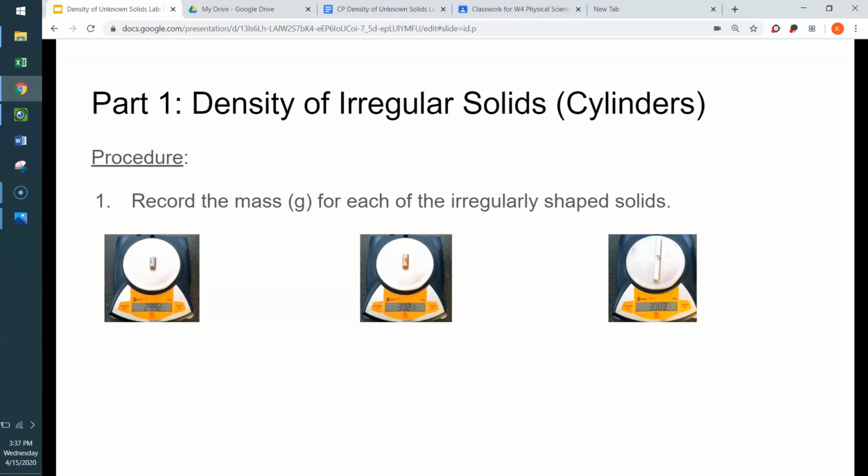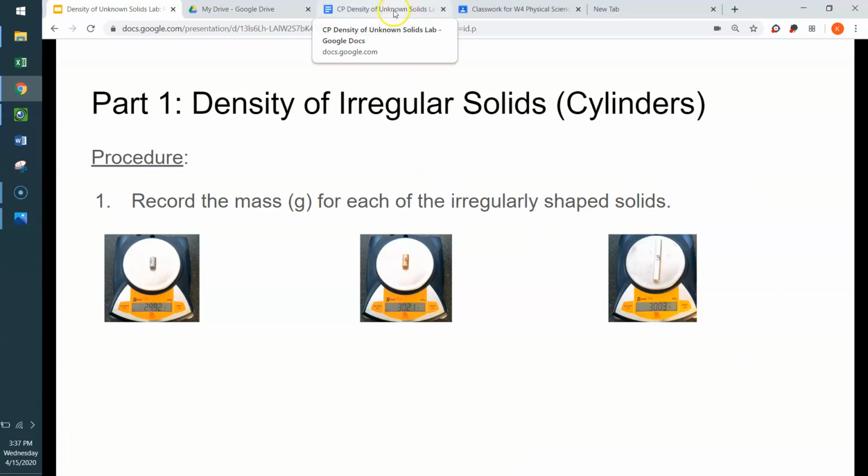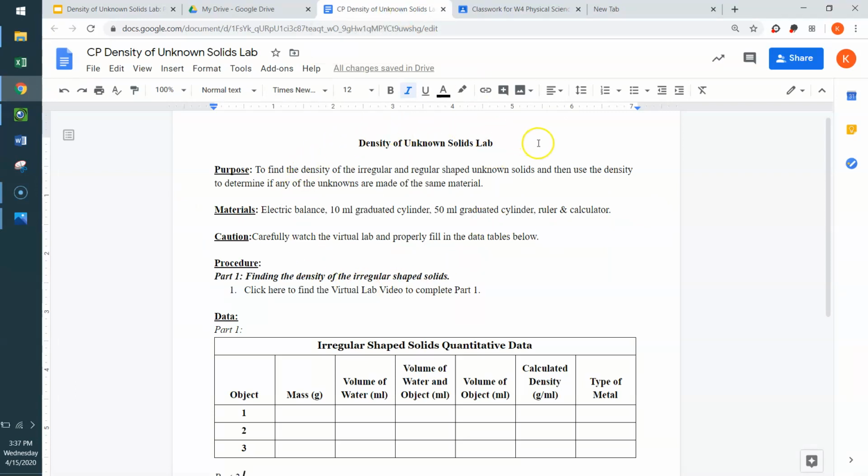Part 1 of your procedure is going to be to record the mass for each of these cylinders, these irregularly shaped solids. And so you can see that they've been placed on a nice electronic balance. So here you can record the mass of cylinder 1. Here is the mass of cylinder 2. And here is the mass of cylinder 3. So at this point, what you would want to do is take a quick pause, go back to your Density of Unknown Solids lab document, and type your masses in here.